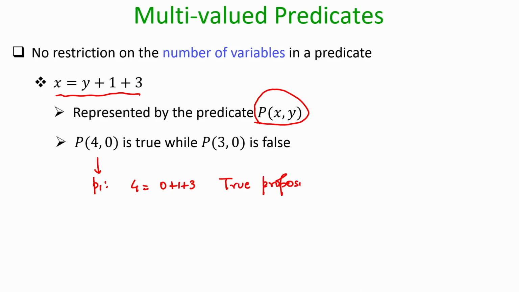So, I will say that P of 4 comma 0 is true, whereas if I assign x equal to 3, y equal to 0, then this is a false proposition. Okay. So, now you can see that this predicate variable is acting as an abstract function, a placeholder, and it can represent multiple propositions depending upon what exact values you assign to the corresponding variables in the predicate function.